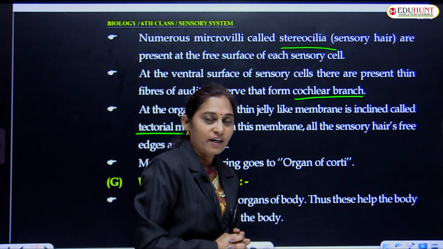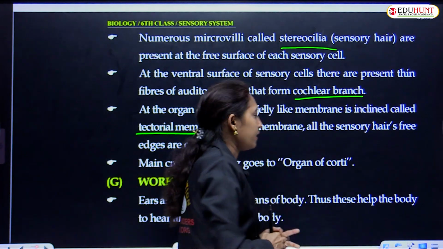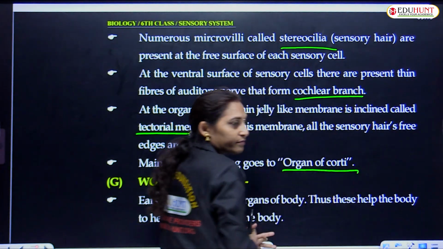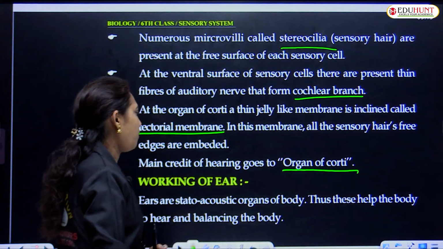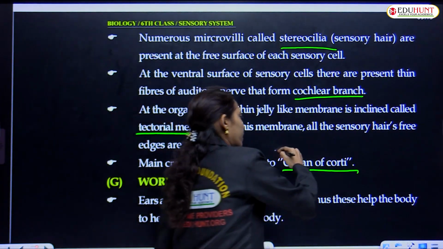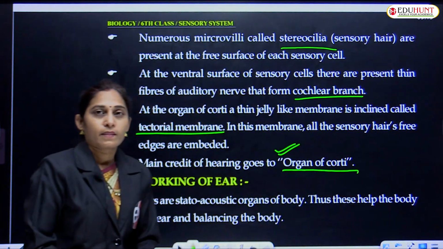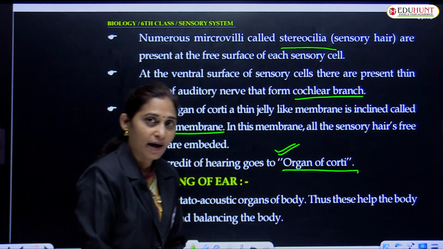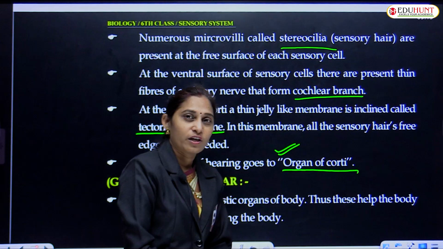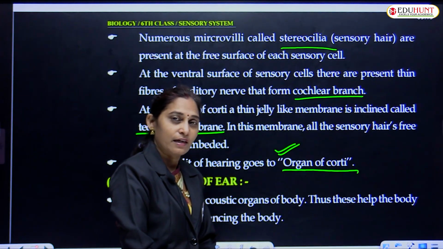Usually the hearing is done by the organ of Corti. Hearing is possible with the help of the organ of Corti. But maintaining balance is done by the semicircular canals of the membranous labyrinth.